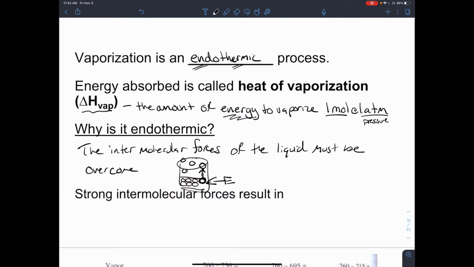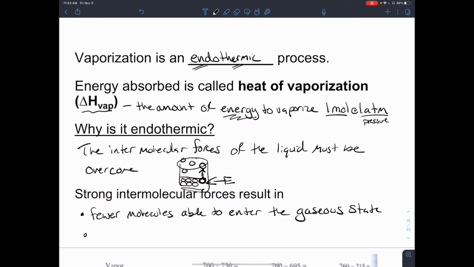Strong intermolecular forces will result in fewer molecules able to enter the gaseous state. So it would be very difficult to turn into a gas something that has the electrostatic forces that exist between ionic structures. It would take less energy to separate polar covalent molecules that have dipole-dipole forces or London dispersion forces. And lower vapor pressure.